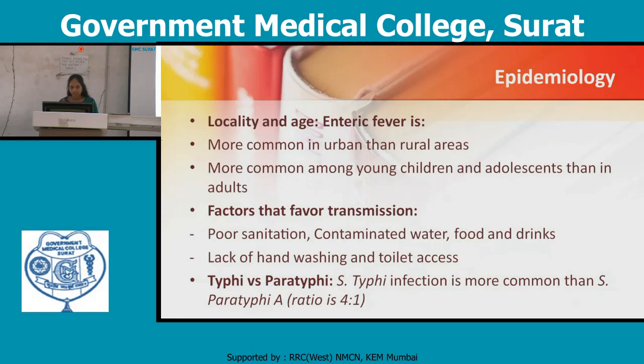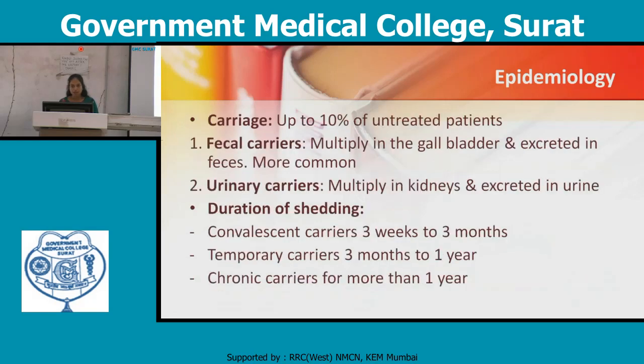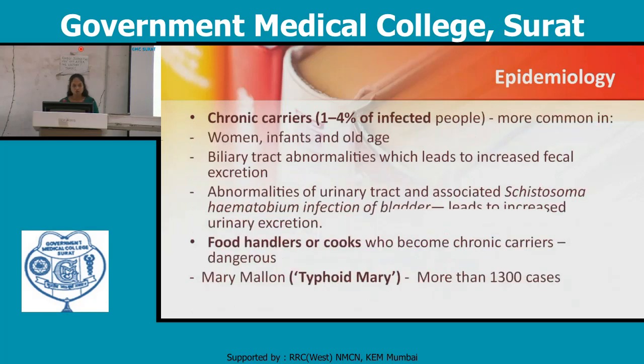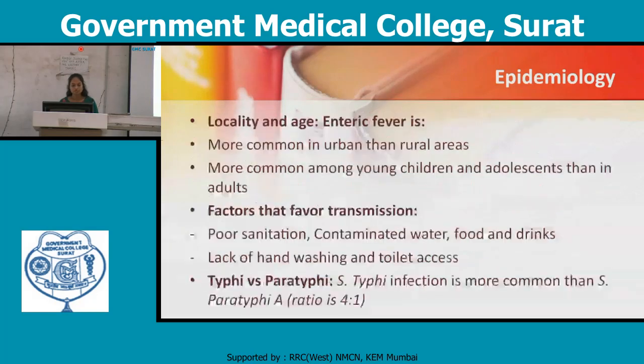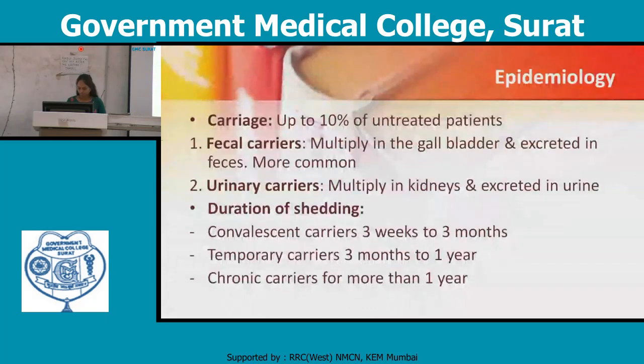Epidemiology: up to 10% of untreated patients reach the carrier stage. Types are fecal carrier, urinary carrier and chronic carrier. Fecal carriers multiply the bacteria in the gallbladder and excrete them in feces; this is the more common type. Urinary carriers multiply them in the kidneys and excrete them in urine. Duration of shedding: convalescent carrier, 3 weeks to 3 months; temporary carrier, 3 months to 1 year; chronic carrier, more than 1 year.